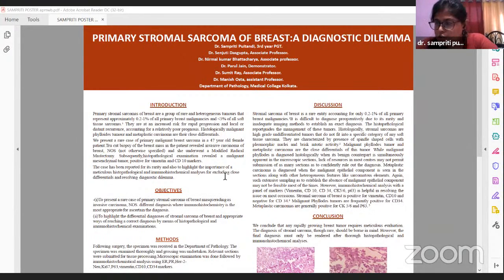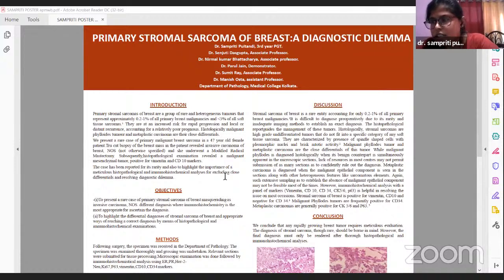So, stromal cell sarcoma is difficult to diagnose preoperatively due to its rarity and inadequate imaging methods to establish an exact diagnosis. The histopathological report guides the management of this tumor. Histologically, the stromal sarcomas are high-grade undifferentiated tumors that do not fit into a specific category of any soft tissue sarcomas. Malignant phyllodes tumor and metaplastic carcinoma are the close differentials among them.